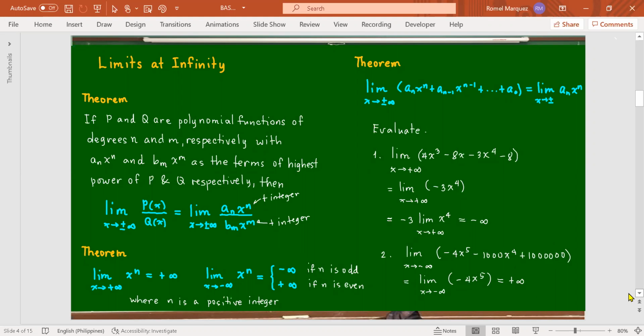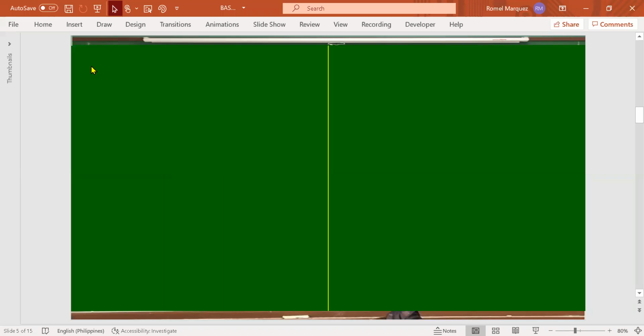Is that okay, guys? Yes, now we're ready to have this quotient. Number 3, let's say I have limit as x approaches positive infinity of this quotient: 4x minus 8 all over 4 minus 5x.